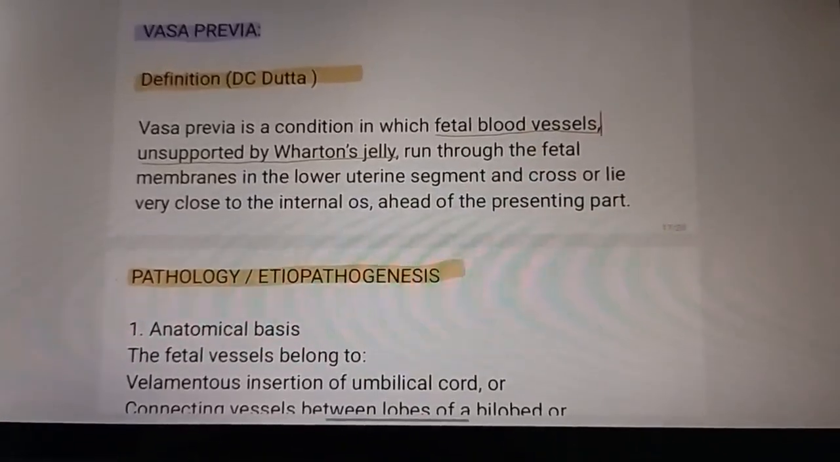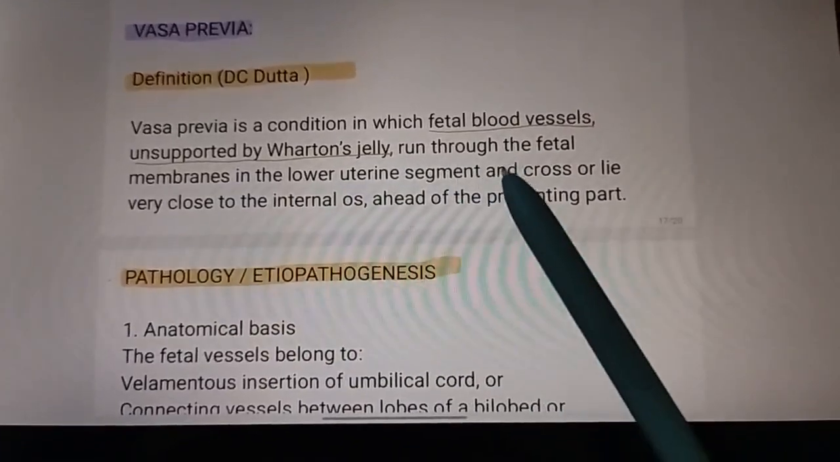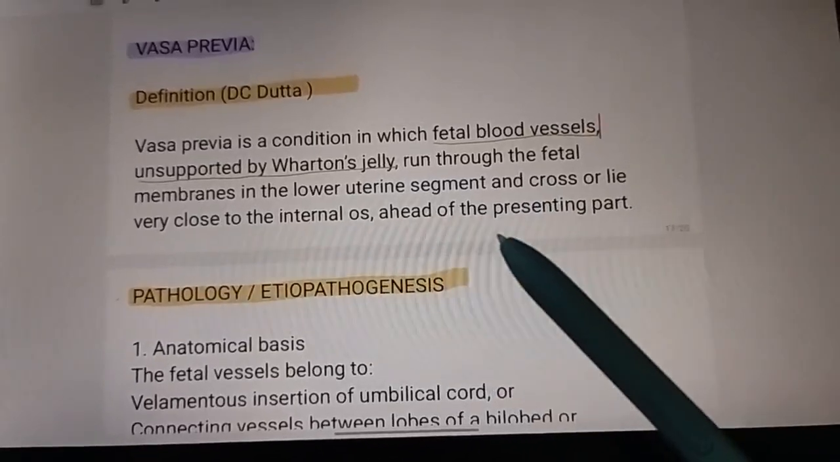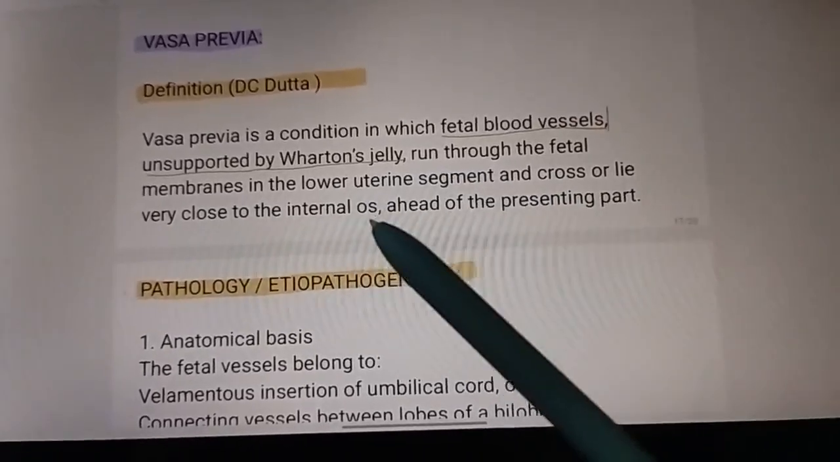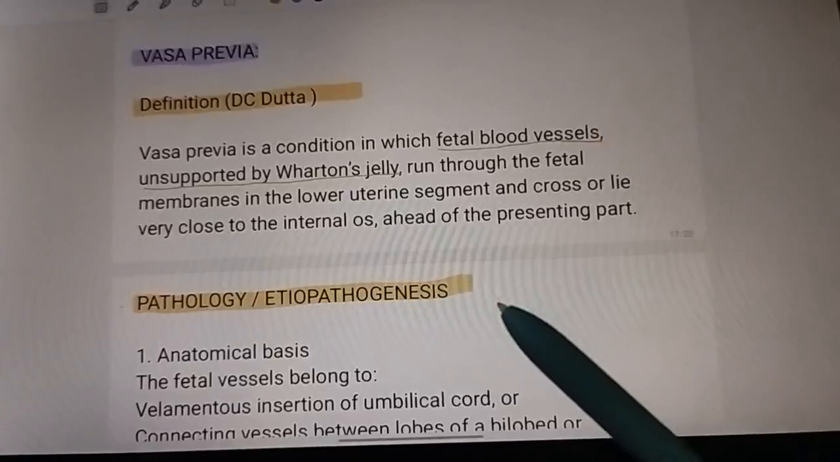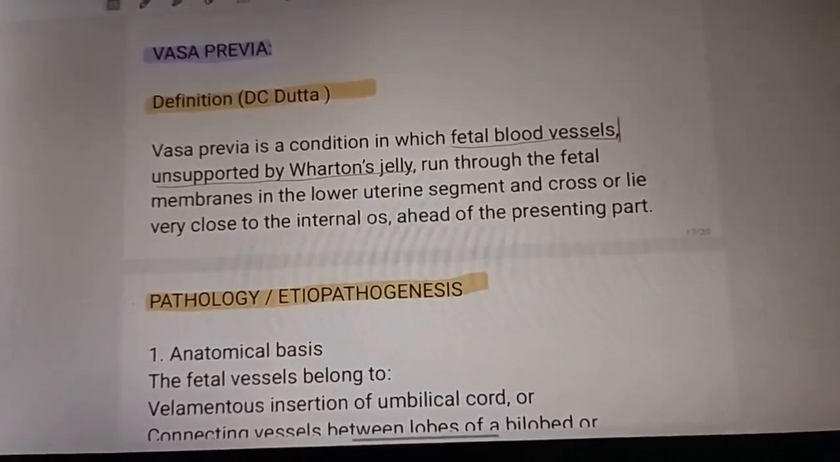Now come to Vasa previa. Its definition is also according to Dutta. It's a condition in which fetal blood vessels, unsupported by Wharton's jelly, run through the fetal membrane in the lower uterine segment, and cross or lie close to the internal os. Now its pathology.